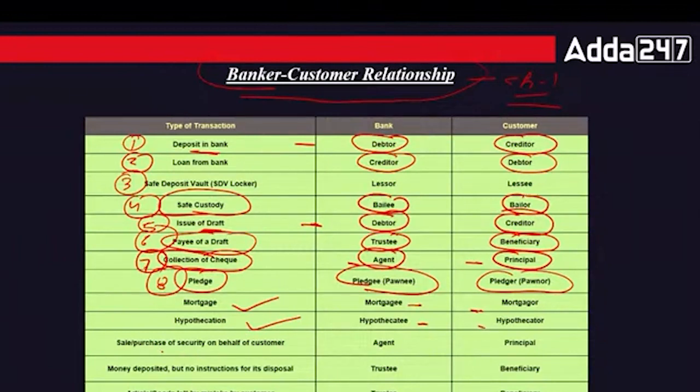Suppose the bank is selling or purchasing securities on behalf of the customer. That means they are acting on behalf of you. Here principal is whom? That is the customer. Principal is the customer and agent is the bank because they are dealing on behalf of you. So they are your agent and you are the principal. Okay. If money is deposited but there is no instruction for disposal, trustee and beneficiary again. If any article of the customer is left in the bank, trustee and beneficiary again.